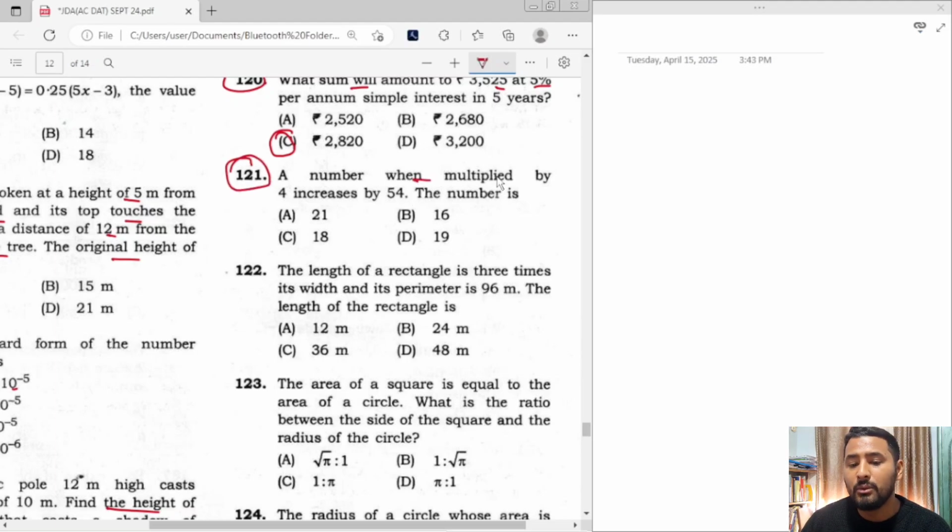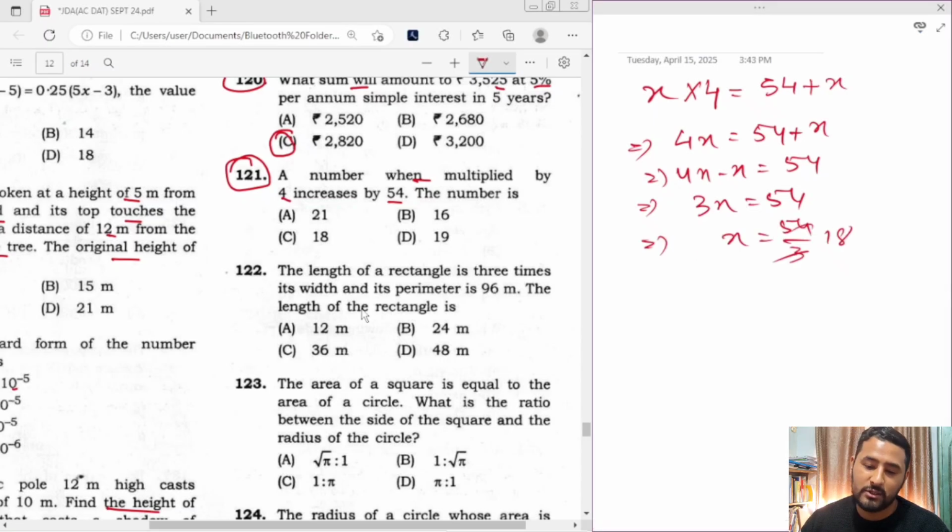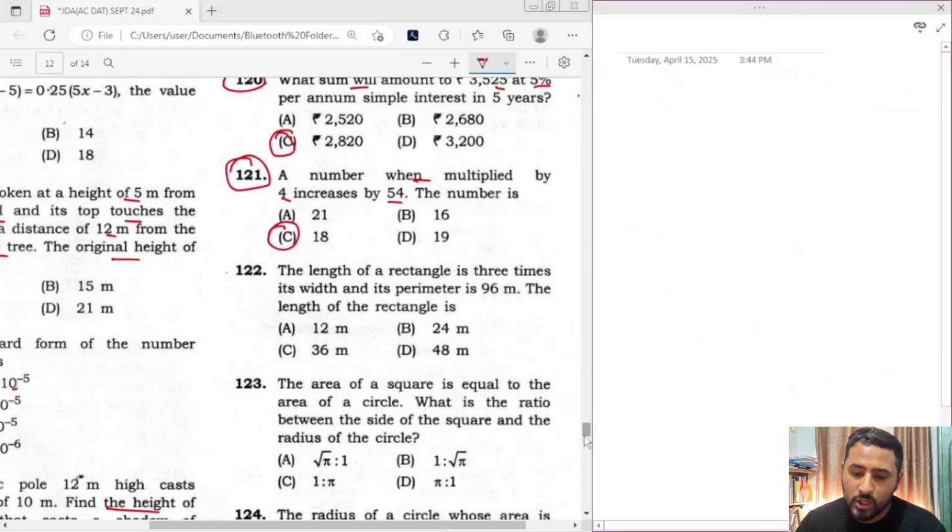So let's see 121. A number when multiplied by 4 increases by 54. So let the number be x. It is multiplied by 4. It will increase by how much? Equal to 54 plus x. It is just like this. So x into 4 is 4x, equal to 54 plus x. Bring x to the other side, you get 4x minus x equal to 54. 4x minus x will be how much? 3x equal to 54. X will be equal to 54 by 3, that is 18. So x will be 18. Okay, getting my point? Let's go to next, that is 122.